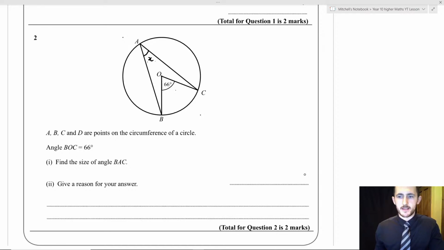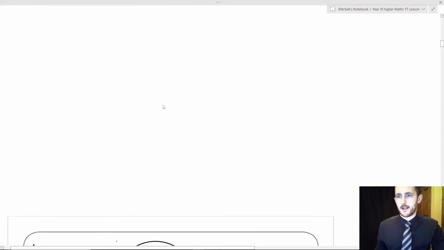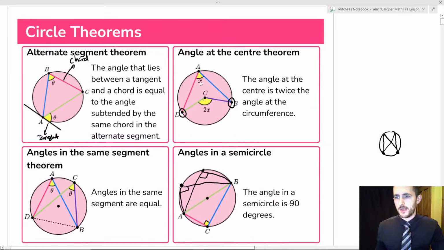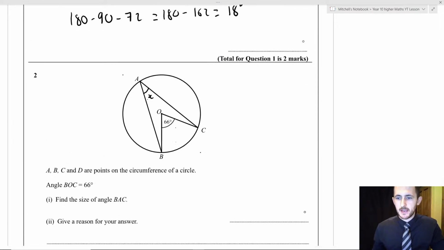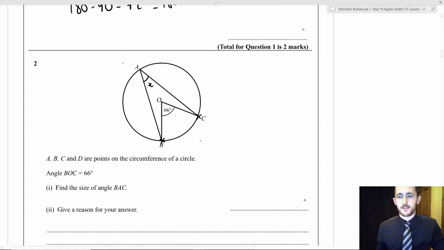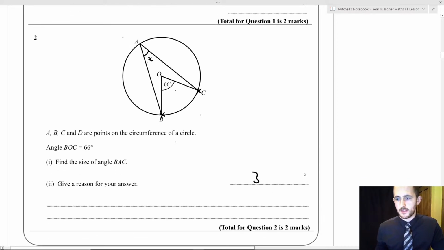Hopefully this is triggering your memory a bit. This setup looks like this rule here, because both angles come from two points on the circumference, and the angle at the middle has to be twice that at the circumference. Looking here, both angles are made up of these two points, which means this angle at BOC has to be twice that at the circumference. So we just need to halve it and we get 33 degrees.